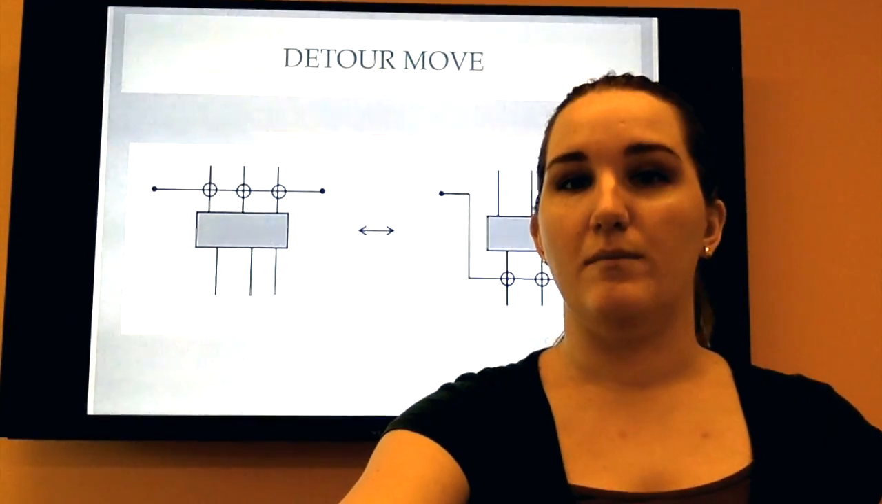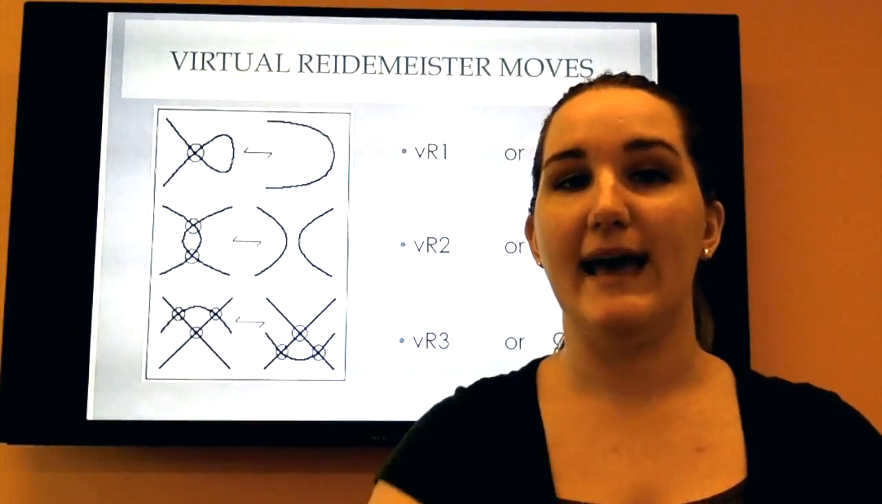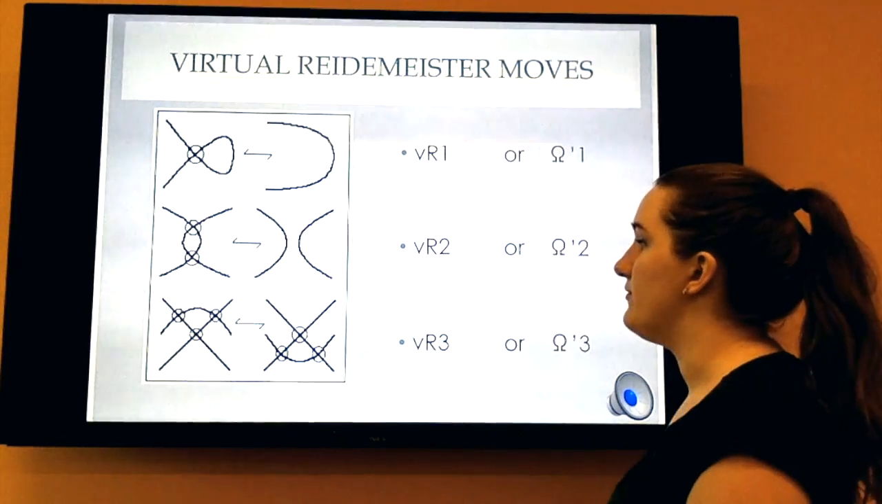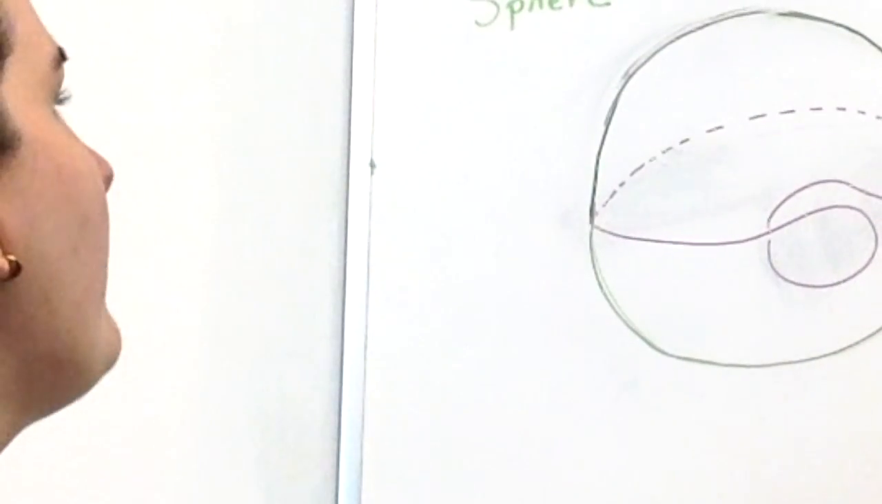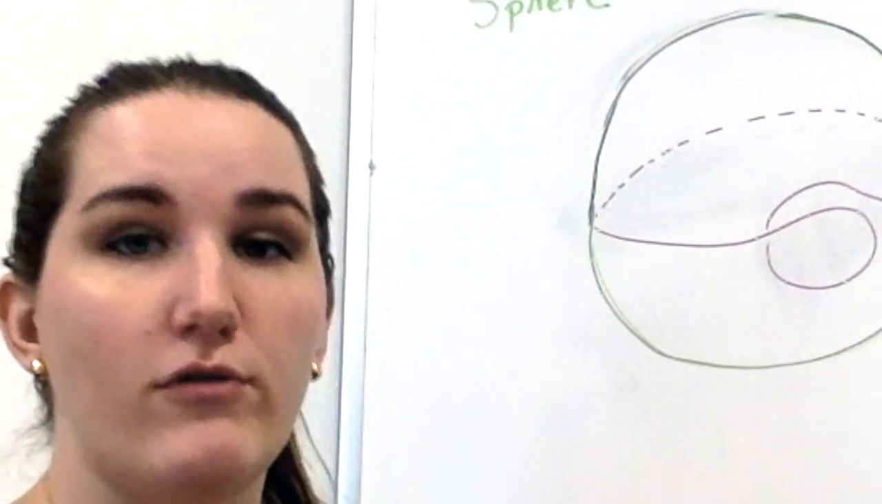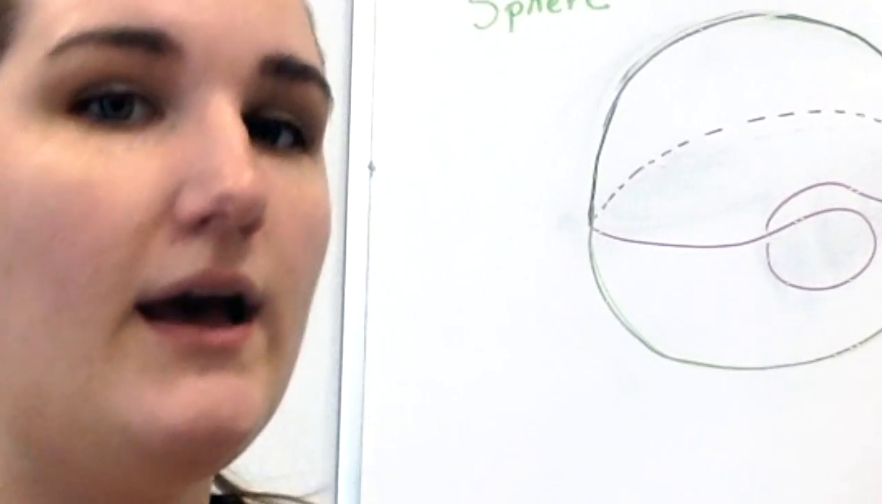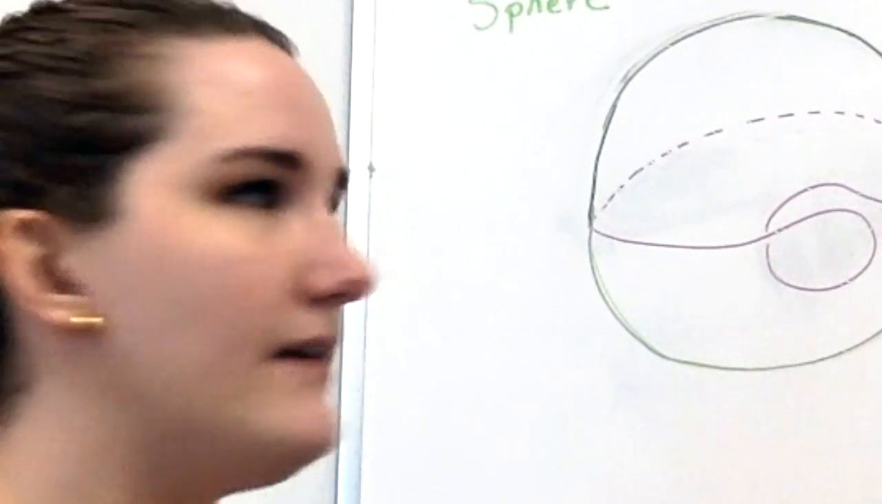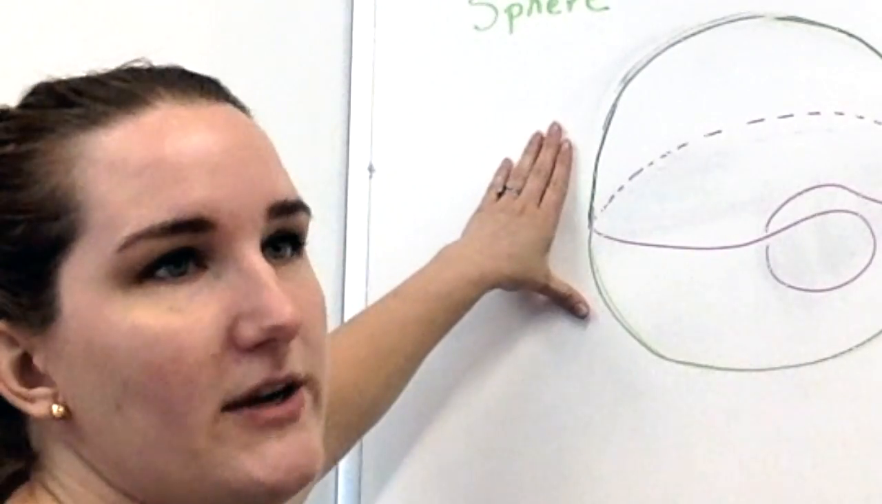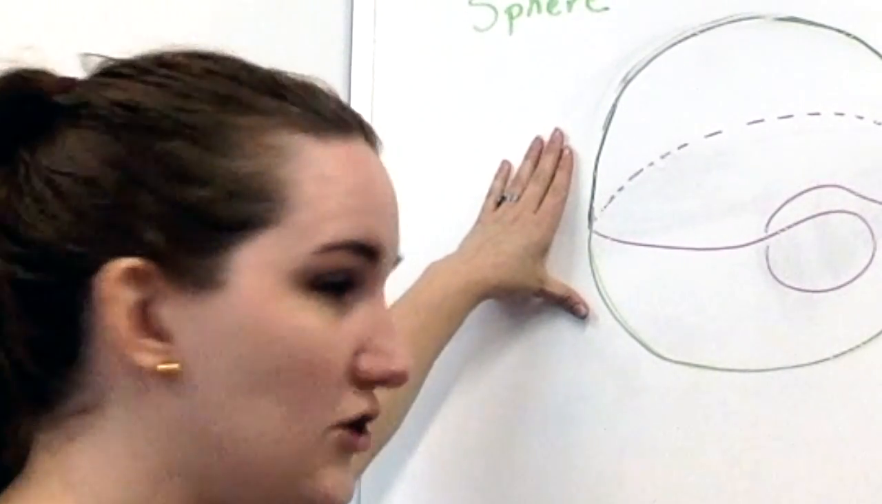And that detour move is actually how we get the virtual Reidemeister moves. Okay, I'm going to show you how we get the Reidemeister 1 move and Reidemeister 2 out of the virtual crossings. So let's start by doing a Reidemeister 1 virtual version.